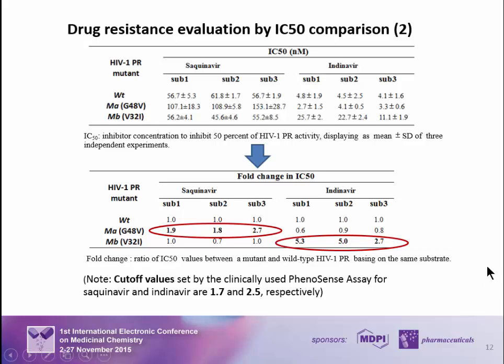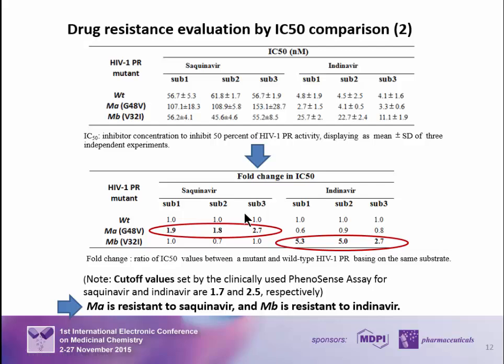And actually, so far we don't have enough samples to set up the cutoff value for this assay, but referring to the cutoff value set by the clinically used PhenoSense assay, we can conclude that mutant A is saquinavir resistant and mutant B is indinavir resistant. This conclusion is consistent with the reported phenotype, suggesting that this HPLC-based fluorometric assay can evaluate the drug resistance of HIV protease mutants.